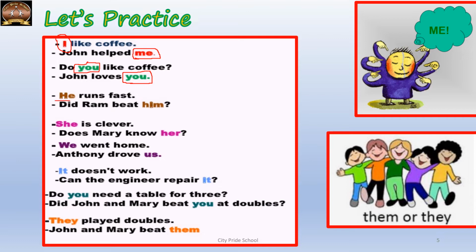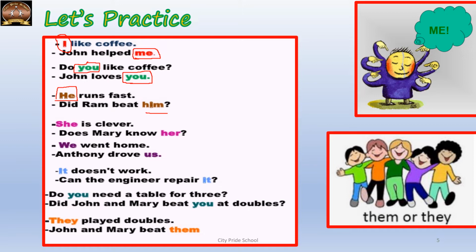He is a subject pronoun as it is coming in the beginning of the sentence and also doer of the action. Did Ram beat him? Here, him is coming at the end, so it is an object pronoun. And him is the corresponding object pronoun of he.